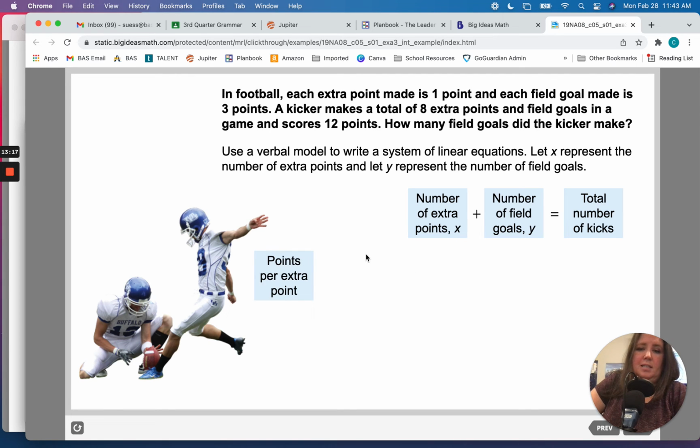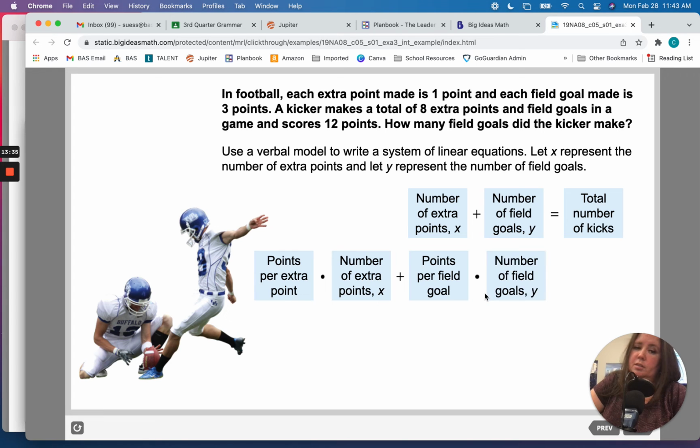Okay, and then my next equation is to do the actual numbers. So points per extra point times the number of extra points, plus the points of a field goal times how many field goals, equals the score. Okay, so that's the verbal model of these two equations.